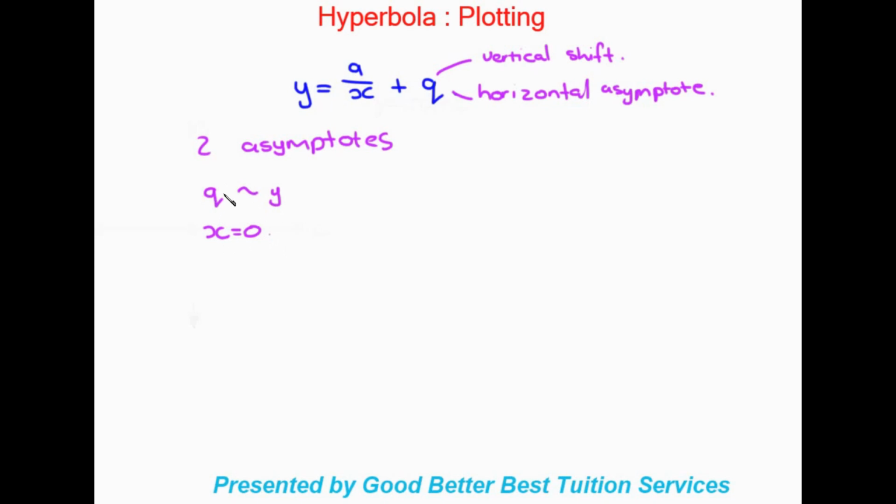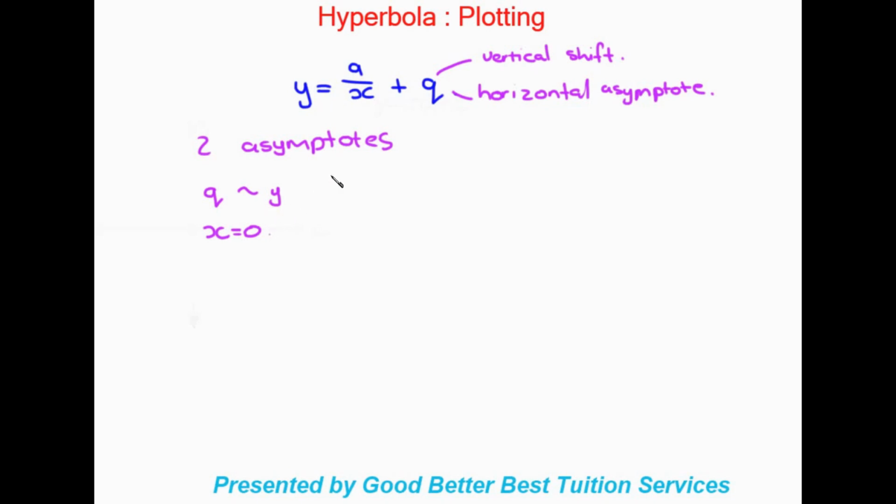And then our horizontal asymptote will be q, which is in our equation, and which we represent on the graph as y equals q. But also remember that if there is no q value, or q is equal to 0, our horizontal asymptote is the x-axis in that case.